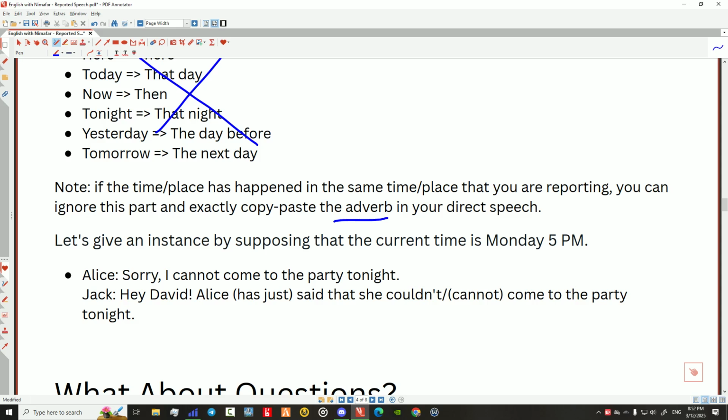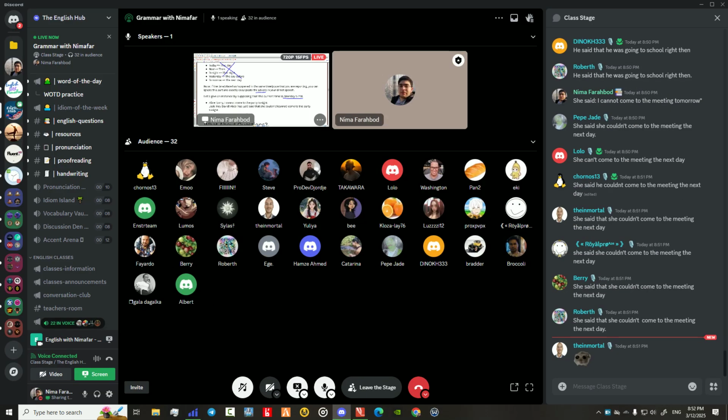For example, by supposing that the current time is Monday 5 p.m. right now. Alice calls: Sorry, I cannot come to the party tonight. Okay, that's fine. Who was that? Oh, it was Alice, at exactly the same time. Alice just called. So Alice has just said that she cannot come to the party tonight. Because tonight is still tonight, Monday. So in that case, you don't need to change anything. Just keep it. Common sense.